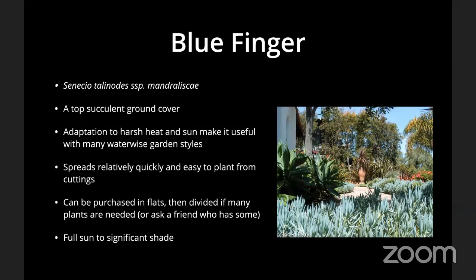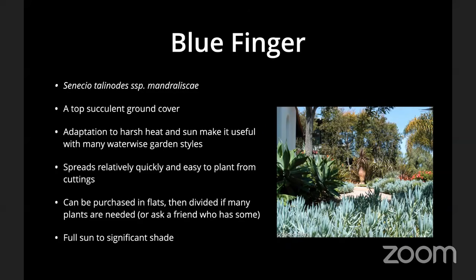mostly growing succulents. And so Bluefinger is probably the most common succulent ground cover you will see, for good reason. It's beautiful. That blue foliage really provides some really nice contrast with a lot of other plants. And it is one of those other very small plants. There's not a whole lot of ground covers that are going to be adapted to the harsh, full afternoon Inland Empire sun. And this is one that's just fine with it. So it's useful with many Waterwise garden styles beyond succulent gardens.